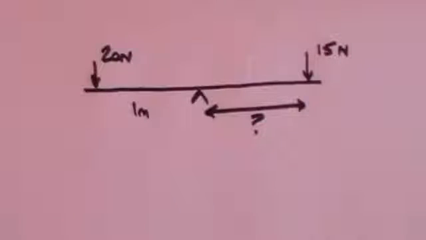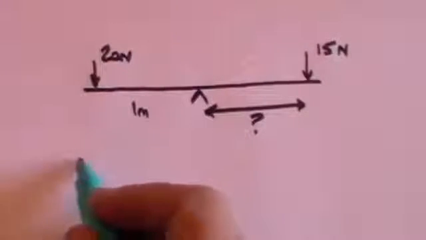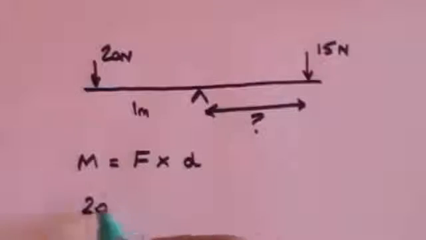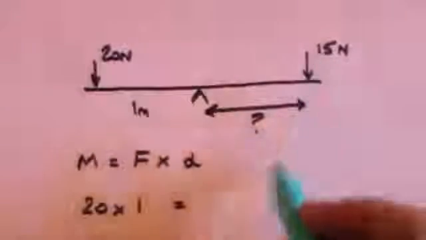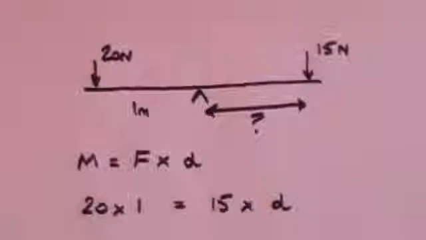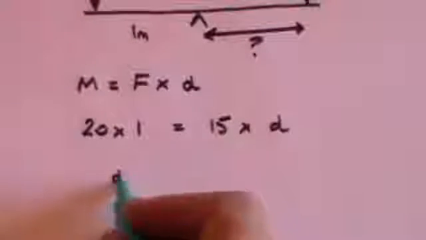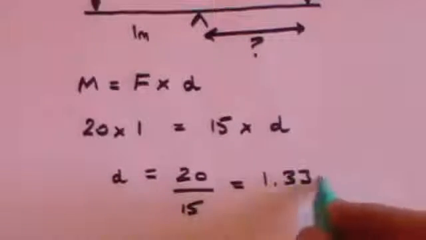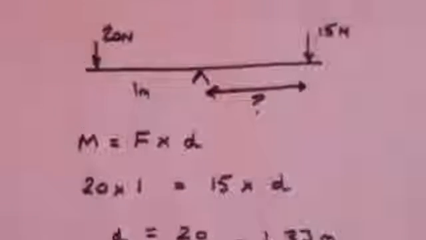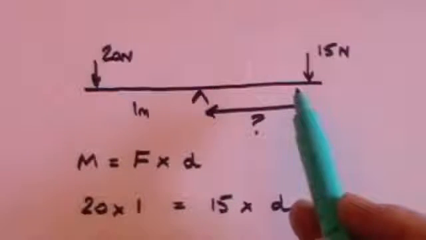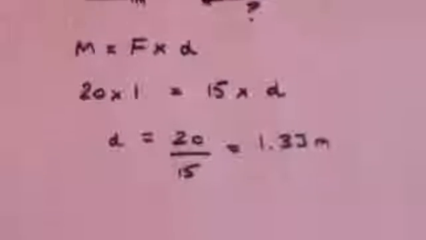Well, we know that the moments must be equal. Moment, of course, is always force times distance. So the moment on this side is the force, which is 20, times the distance, which is 1 meter. And that has got to equal the moment on this side, which is a force of 15 times a distance, which we'll call d. That means d is 20 divided by 15, which is 1.33 meters. So I need to apply that force at a distance of 1.33 meters from the turning point, the pivot, in order for the seesaw to balance.